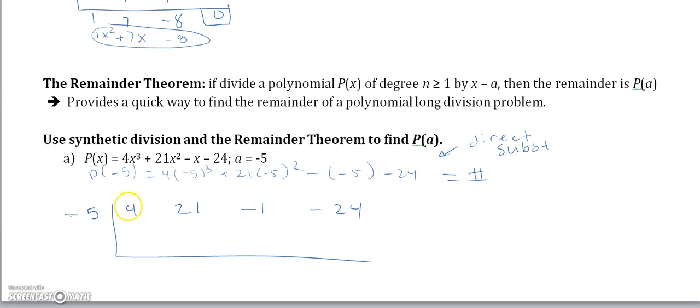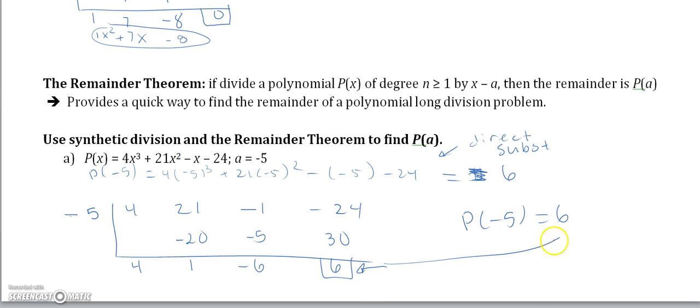So there were no placeholders, so bring down the 4, multiply, add straight down, multiply, add straight down, multiply, add straight down, you get 6. So if I were to directly substitute this in, the number I would get out is 6. So p of -5 is 6. So synthetic division is just an easier way of finding your remainder, or your direct substitution plug-in value.